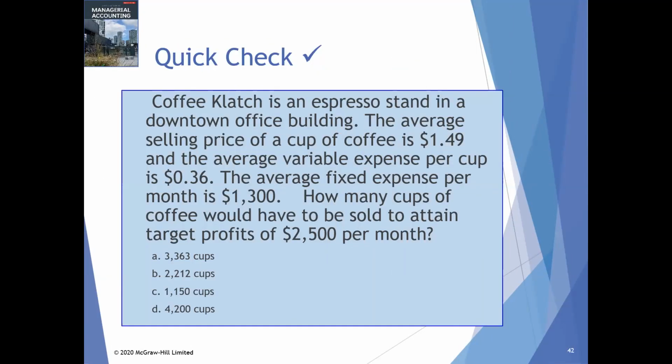Now, this is the next question in front of you. So in this case, what is happening? Everything is the same, but the question is, how many cups of coffee would have to be sold to attain the target profit of $2,500 per month? So you need to calculate that. This is the target profit analysis. I'm giving you time to complete this question.